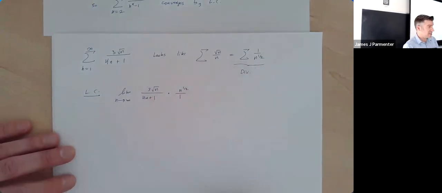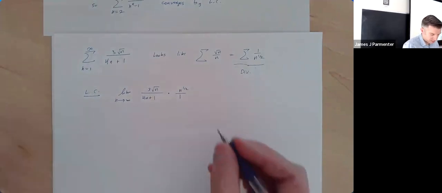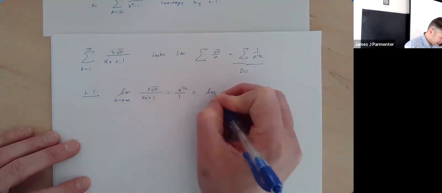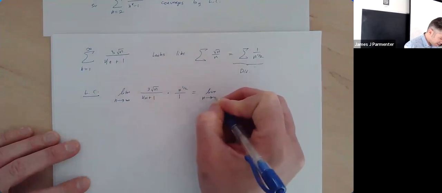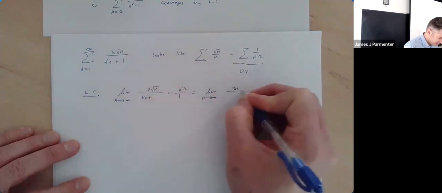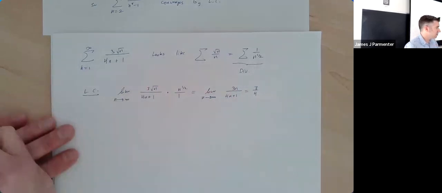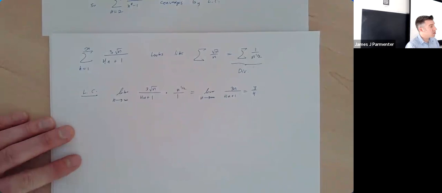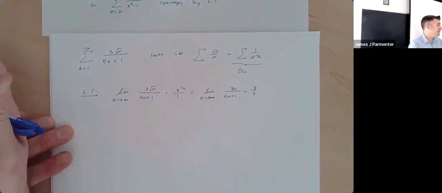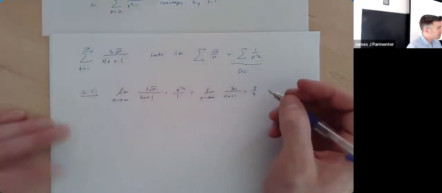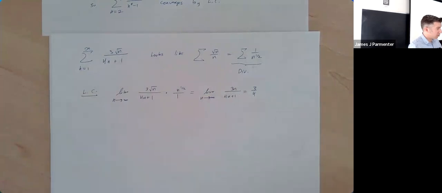And then, as is typical with these, you almost always get the same degree on top and bottom if it's a rational or a powers of n over powers of n situation. So here I've got the limit as n goes to infinity of 3n over 4n plus 1, which is 3/4. And since it's not 0, they both diverge. Right? Infinity would have been fine here. 0 is a problem.